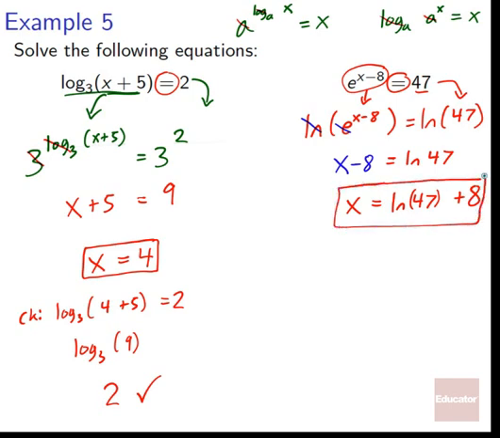Now, alternatively, we could also figure out what this is as a decimal approximation. So if we punch natural log 47 into our calculator, and then add 8 to it, we'd get approximately 11.85. So that would also be approximately 11.85. It is precisely natural log 47 plus 8, but if we want to take natural log 47, have a number that we can work with, it winds up coming out to something with a lot of decimals.